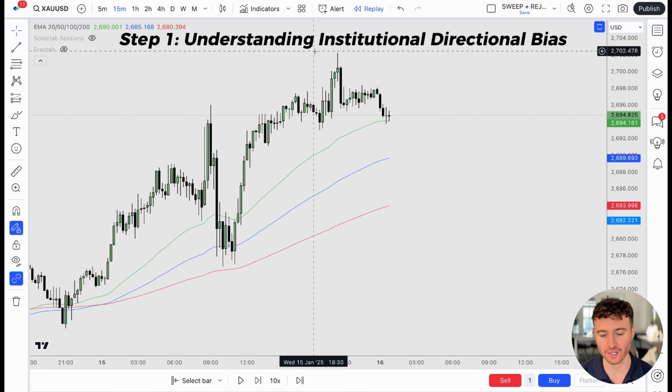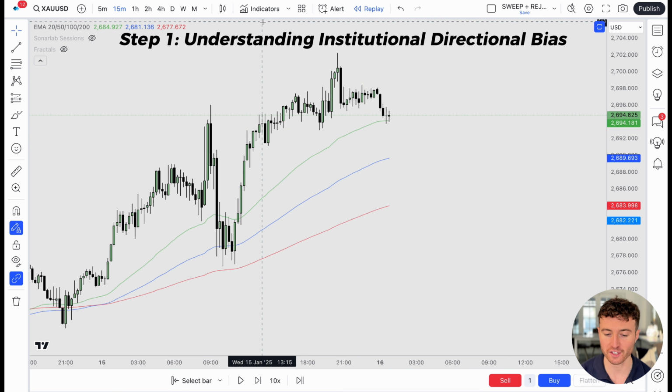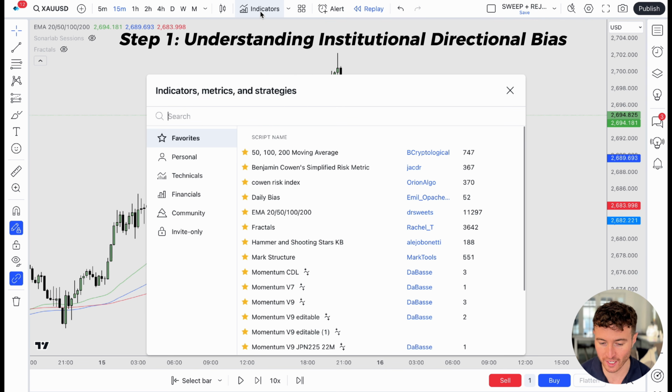The first thing that you need is to head over to the indicators tab at the top of your screen. Click that, and it's this indicator here, the 20, 50, 100, and 200 EMA by Dr. Sweets. Add that to your chart, add that to your favorites. It's this one right here.